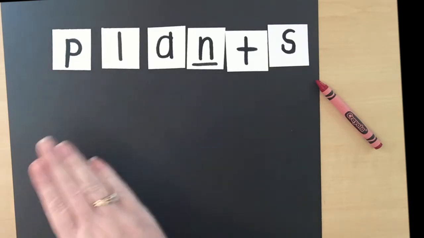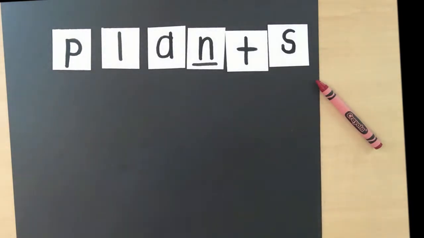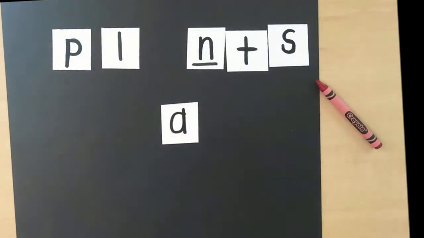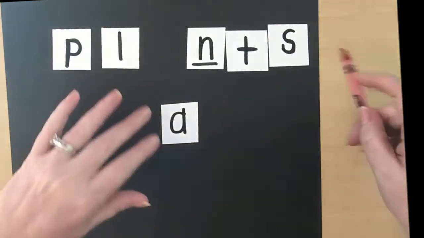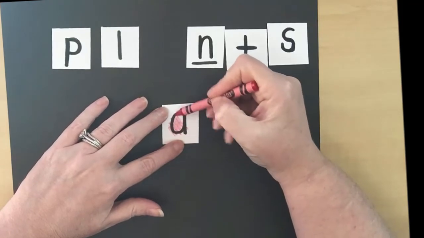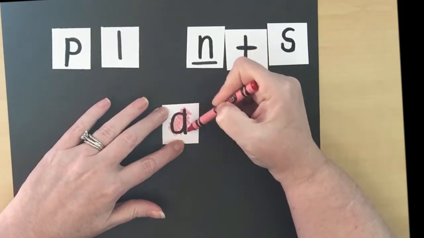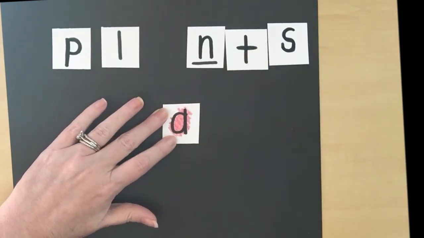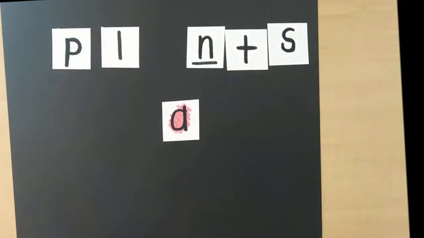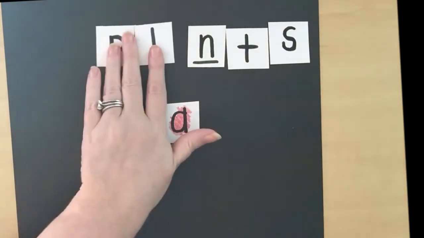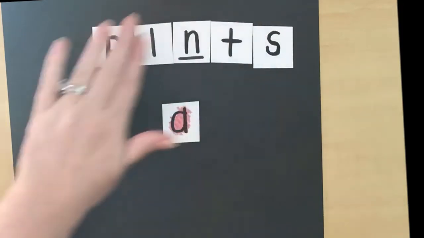So here's our word plants. First thing I want you to do is find the letter A and bring that down. Now the letter A is a vowel, and I like to take a red crayon and color over the vowels because vowels are important. All words and every syllable has to have a vowel, so they have a special job. I'm going to leave the A here, the vowel, and all the rest of the letters today are consonants.